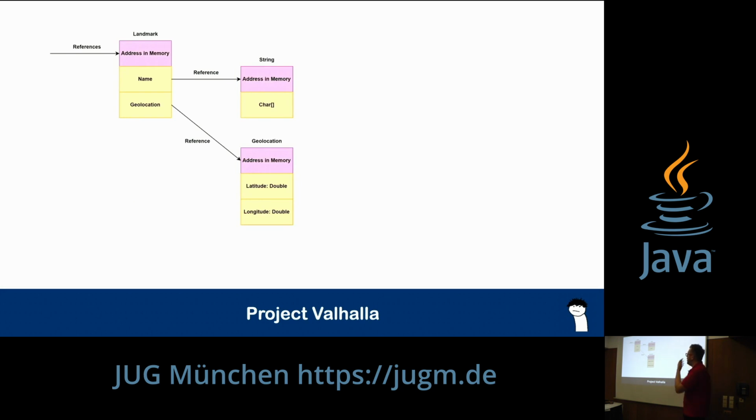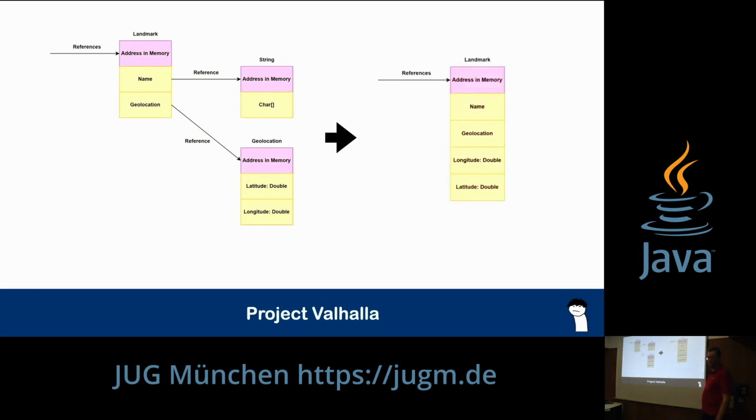Because let's see this example from the original Valhalla paper, or one of the Oracle documents. For example, we have a class called Landmark, and that class has a reference to its own address in the heap. It has a name that is a string, a type of chars in this situation, and a geo location that is yet another object. Whenever we are retrieving that object from memory to a reference, we need to follow yet another reference and yet another reference to collect the whole tree of objects.